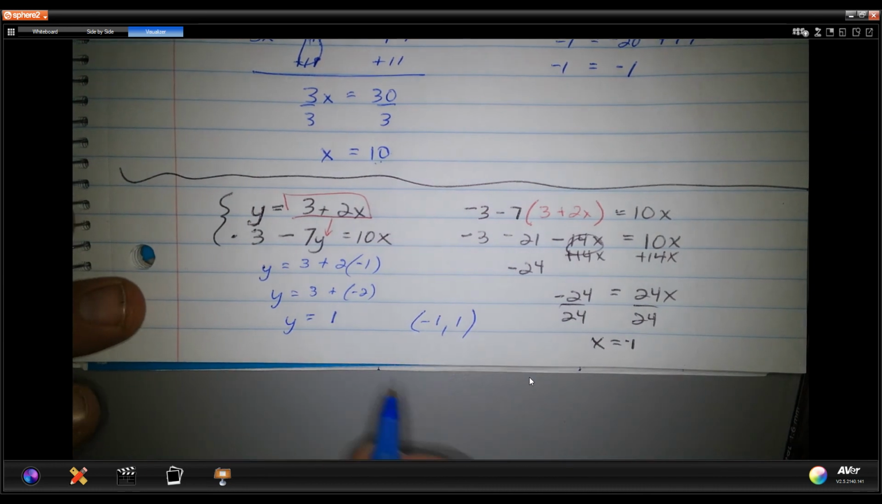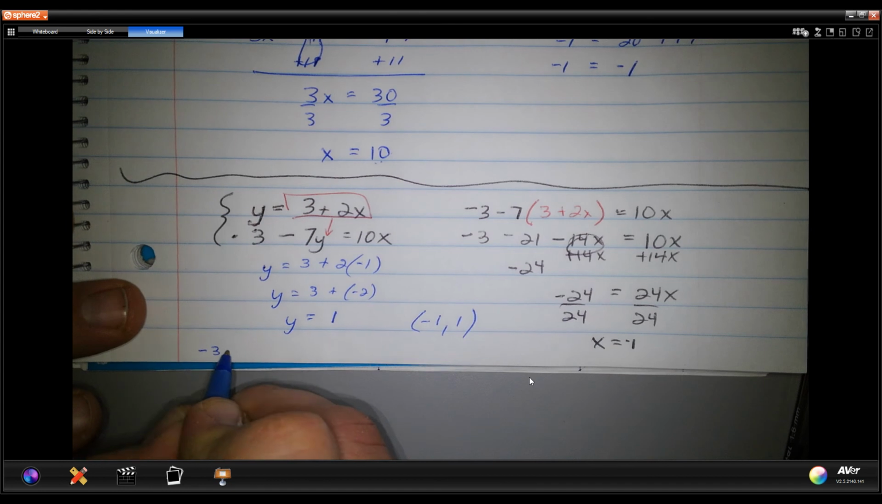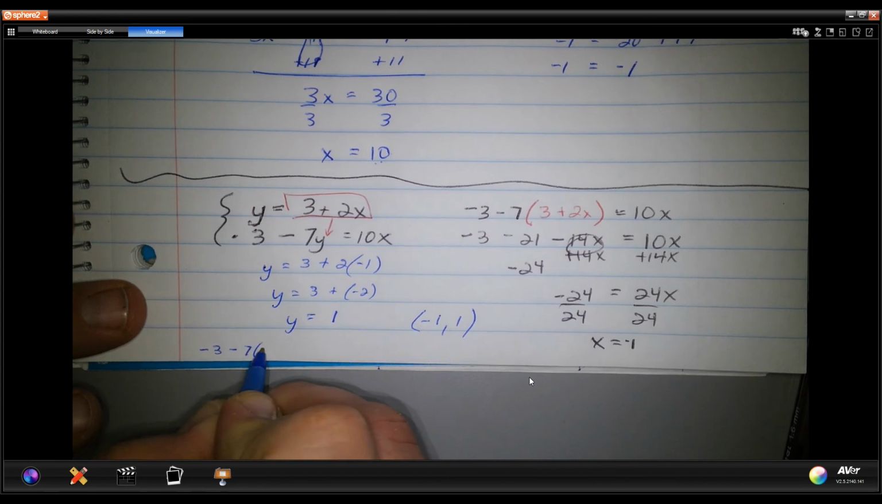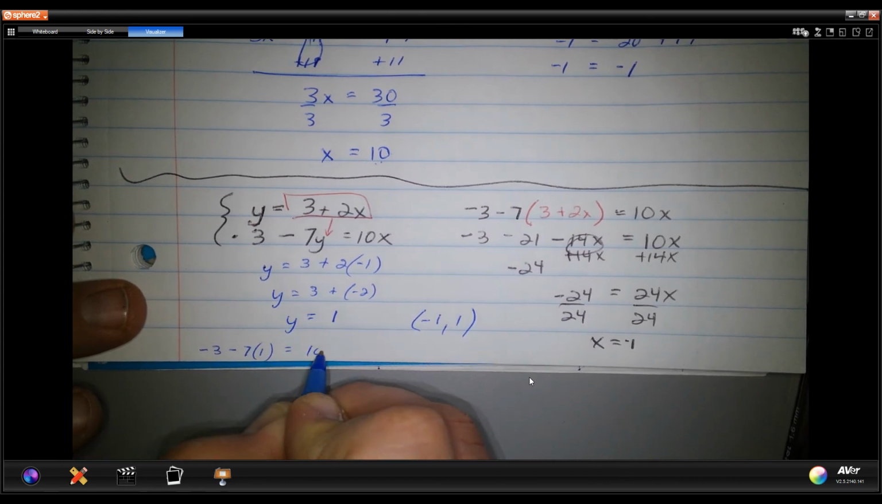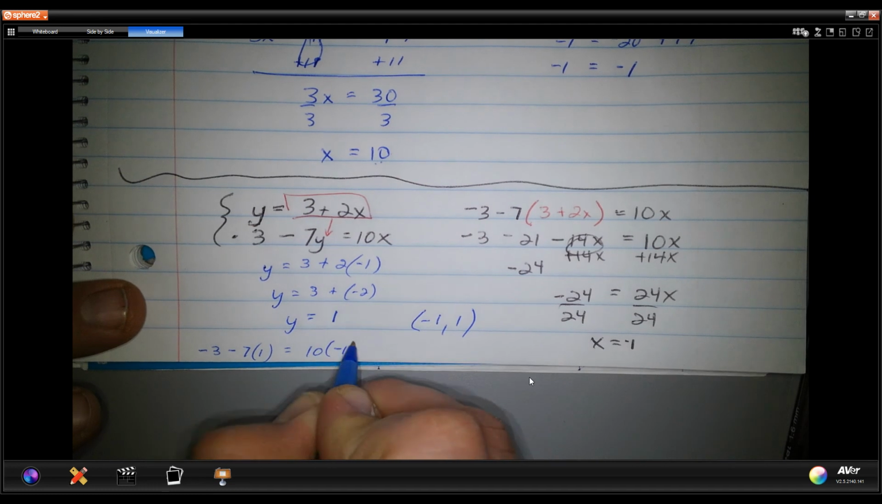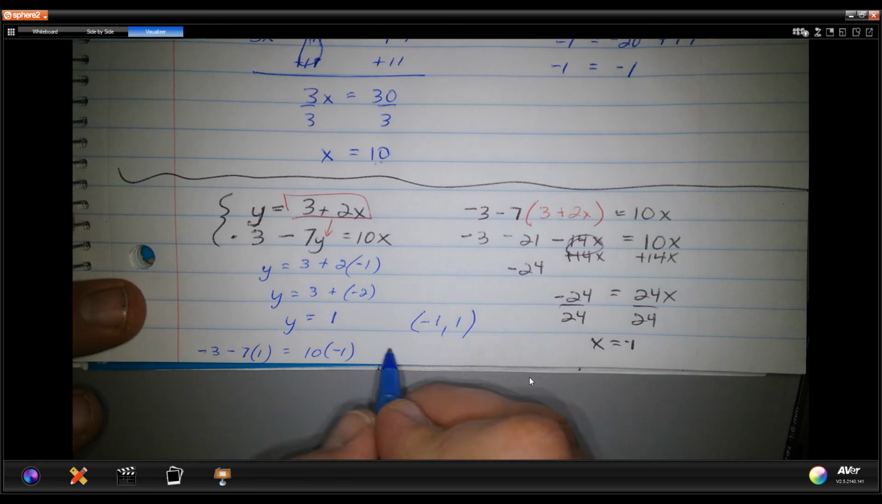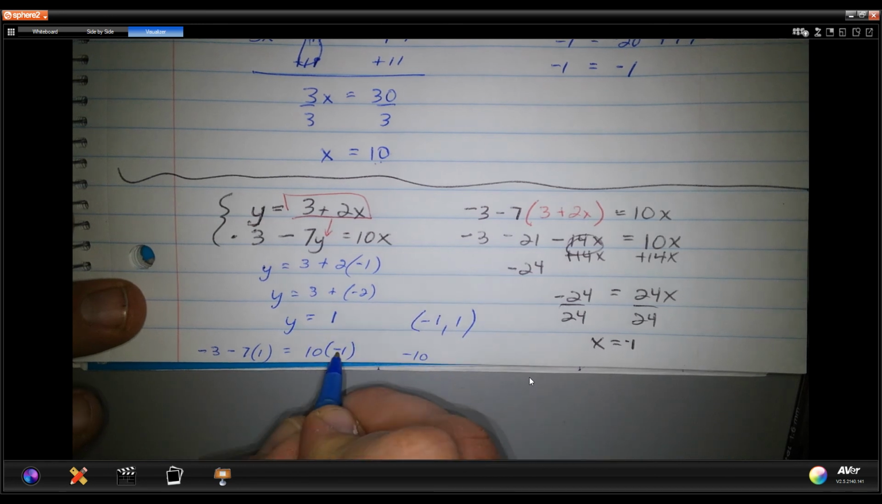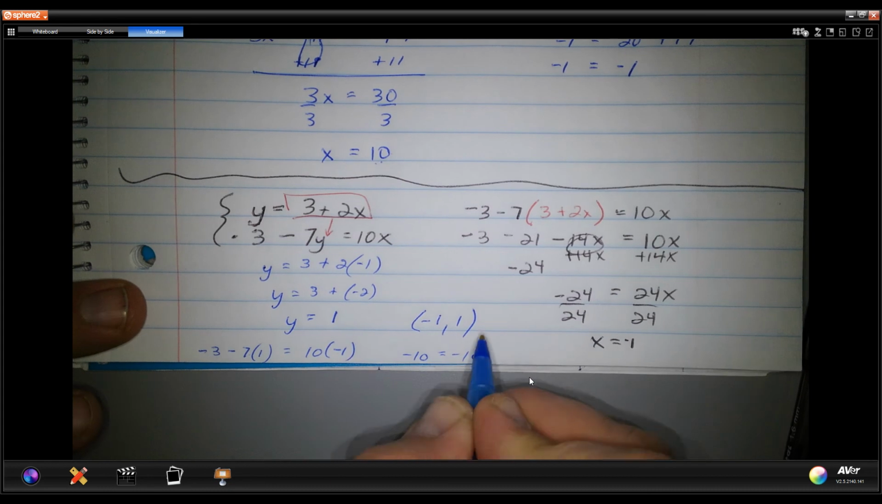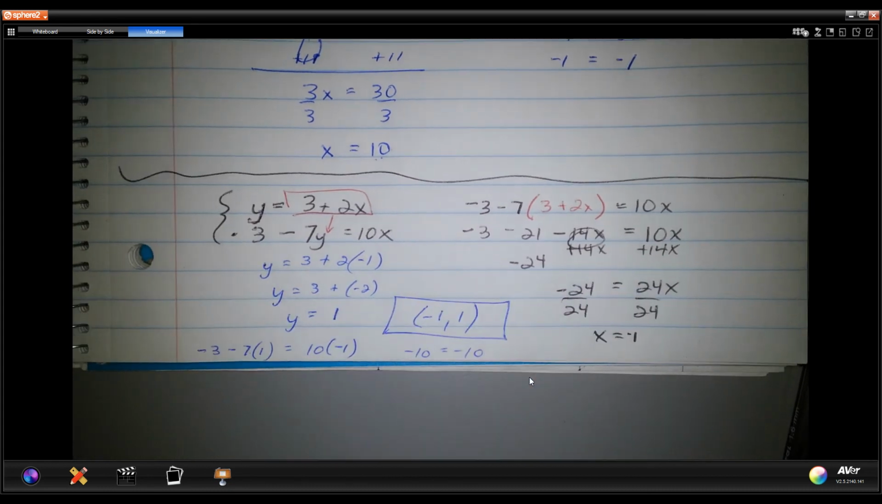So that I would see that negative 3 minus 7 times 1 is equal to 10 times negative 1. I know that negative 3 minus 7 is negative 10. I know 10 times negative 1 is negative 10. And I now know that my solution of negative 1, positive 1, is correct.